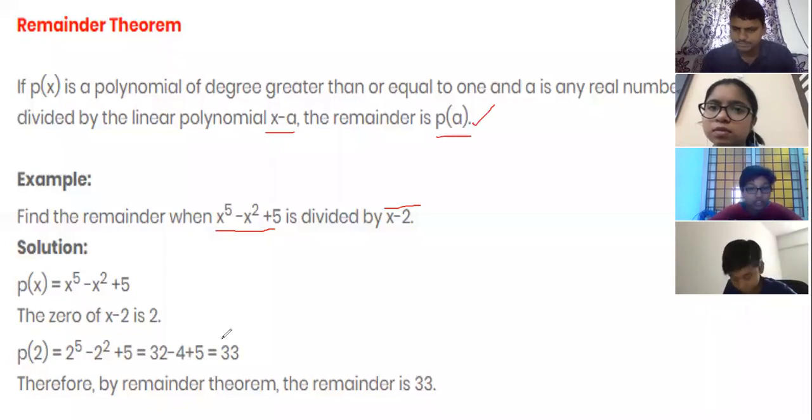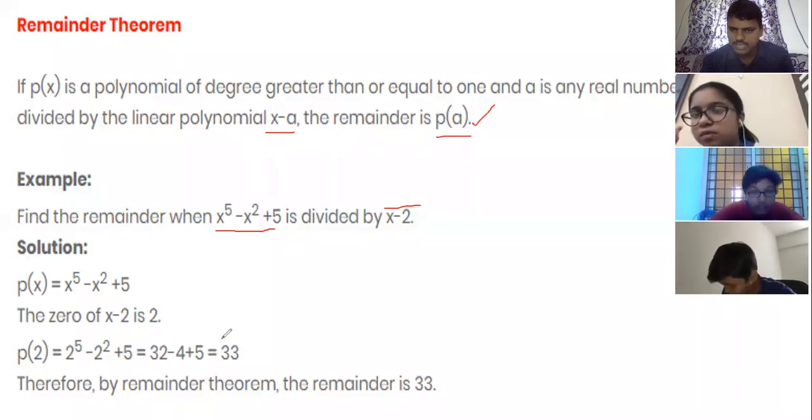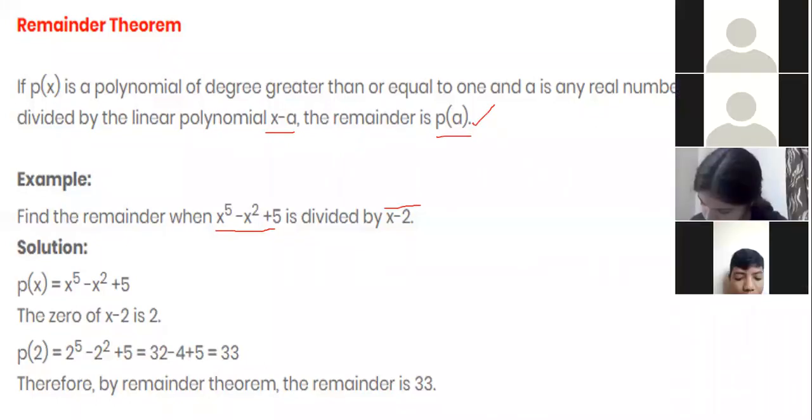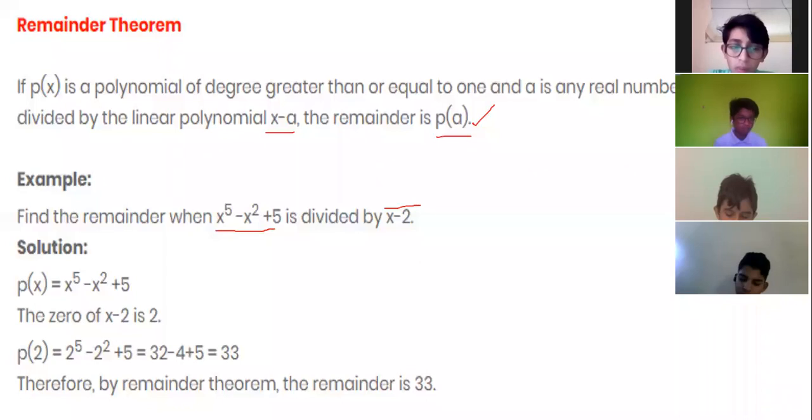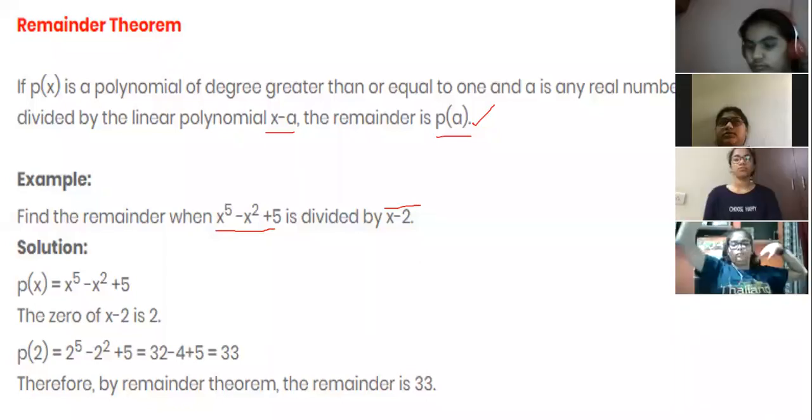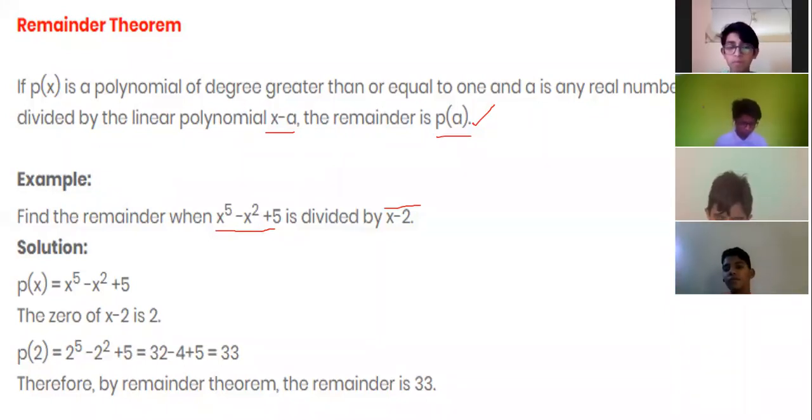Start doing, Humera. x⁵ - x² + 5. Latisha, clear? Any doubt? It's clear. Shainavi, Humera, Aditi. Sir, 33, sir. Yes, 33. Good, good. Rehan, clear? Yes, sir. Thank you.